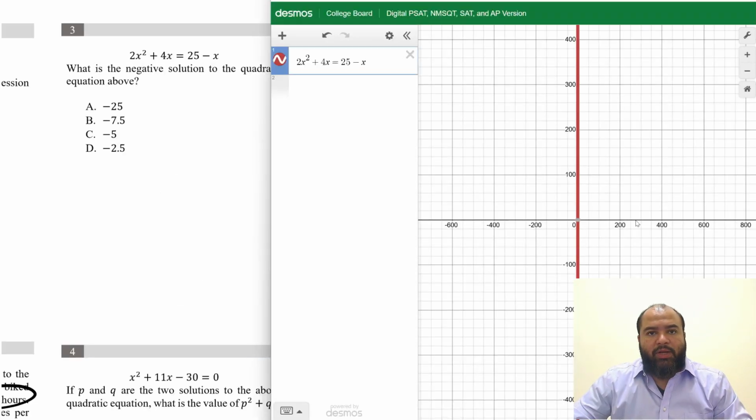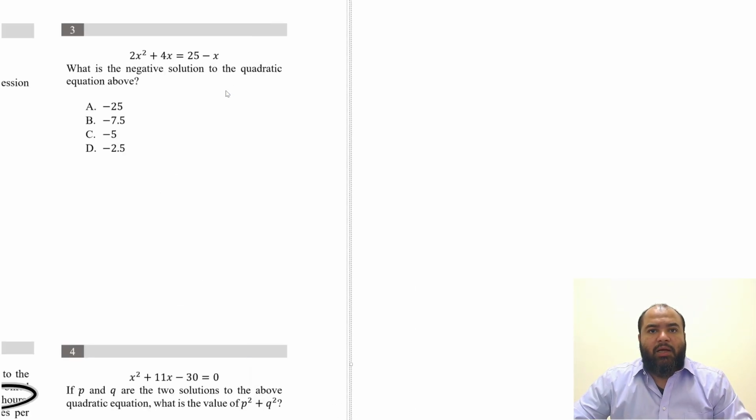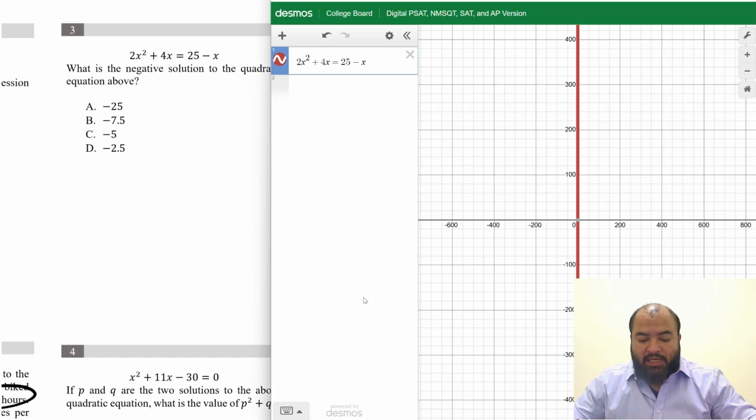Well, question number 3, as I said, we're going to use Desmos for that. I already typed it in. As you can see, the question is asking what is the negative solution of the quadratic equation. There are 2 points actually, so close to each other, but you see that it's a pretty dense line. So there are 2 different points. One is 2.5. Another one is -5. These are the x-intercepts.